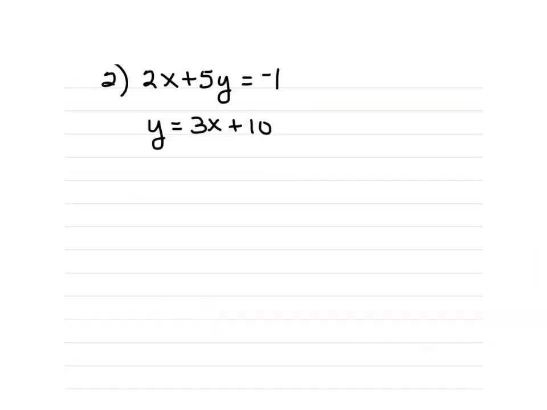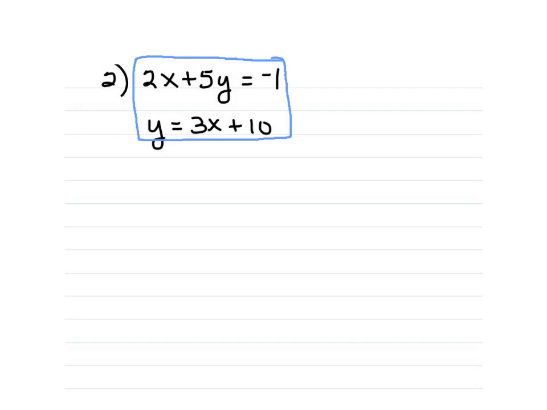Okay, here we go, number 2. Please write down your system. Here it is. Your system of equations, remember, is 2 equations that you're solving simultaneously. Remember that our first step is to look at our 2 equations and make sure that one of the variables is isolated in one of the equations.